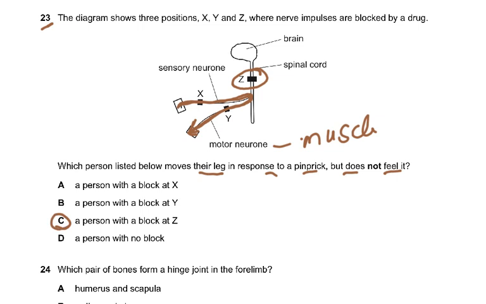You see, a person with a block at X, why would that be wrong? This is wrong because he is moving his leg. So the stimulus has moved there. A person with a block at Y, but then how has he moved his leg? The person moves his leg, so the motor neuron has reached the muscle and the muscle has contracted. If the muscle contracts, that means the information is going through the motor neuron.